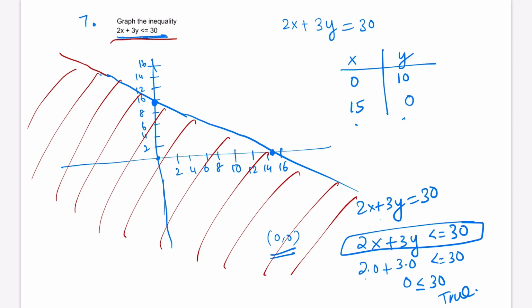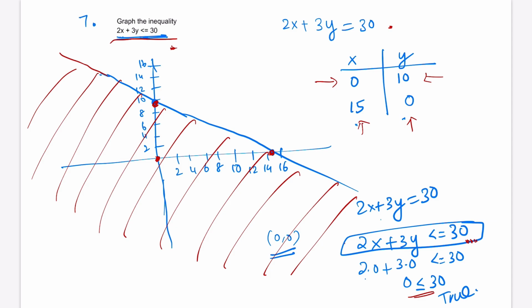So again, just to summarize, first draw a line based on the equality sign, the linear equation. In order to draw a line, I need 2 points. My favorite points are x equals 0 and y equals 0. When x is 0, find y. When y is 0, find x. Once you have these 2 points, you can connect them and draw a line. Next you have to consider a point. I prefer 0, 0, and then I apply it on the inequality and see whether the 0, 0 condition is true. Here 0 less than or equal to 30 is true.